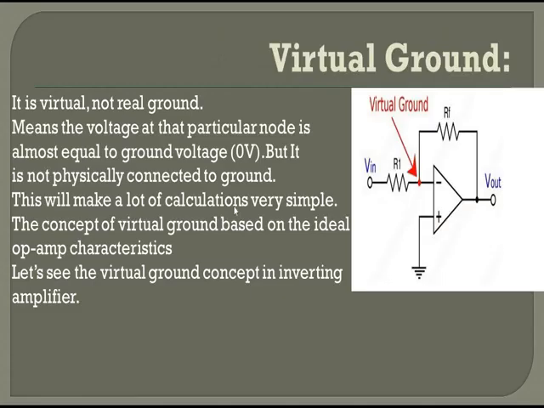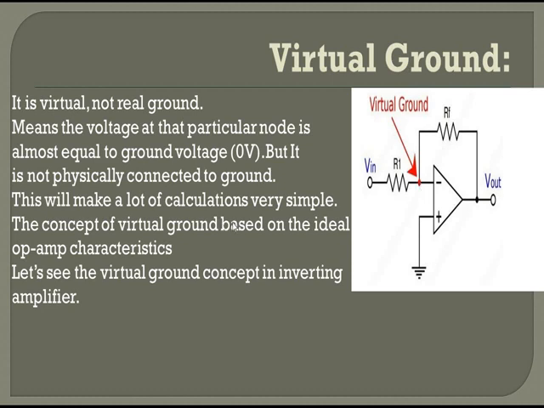Virtual ground. Virtual means this is not a real ground. It is a node point. Node point means where two or more branches are connected; that point is called a node point. In this circuit, we give one ground only to the positive input. Ground means 0 volt is given only to the positive input. But virtual ground means the voltage at this point is also considered to be 0 volt or grounded. This is called the virtual ground concept.